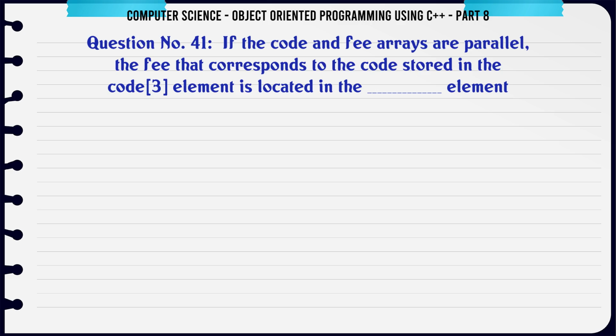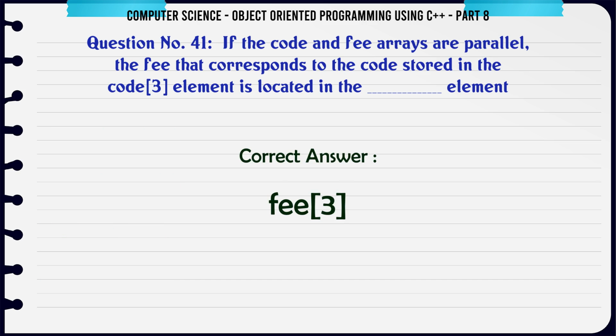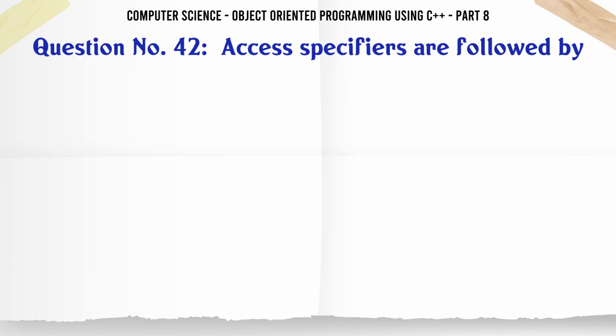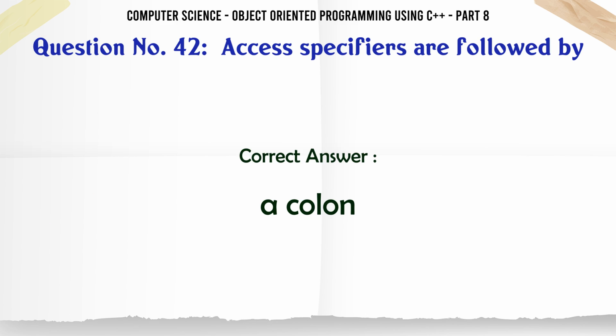If the code and fee arrays are parallel, the fee that corresponds to the code stored in the code[3] element is located in the element A. Code[2]. B. Code[3]. C. Fee[2]. D. Fee[3]. The correct answer is fee[3]. Access specifiers are followed by A. A comma. B. A semicolon. C. A colon. D. 2 colons. The correct answer is a colon.